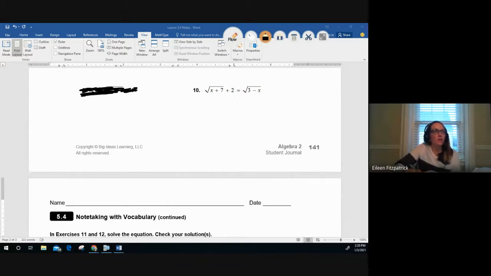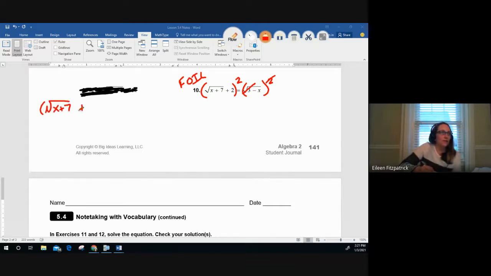All right, so I'm going to square both sides to get rid of the radicals as much as I can. Now, the radical on the right-hand side does just go away, right? You can square the square root and they're eliminated. Over here, though, it's a binomial, so I actually have to FOIL, and that's why this gets a little crazy. So I have the square root of x plus 7 plus 2 times the square root of x plus 7 plus 2, that's on the left-hand side, is equal to the square root and the square cancel, so you're just left with 3 minus x.